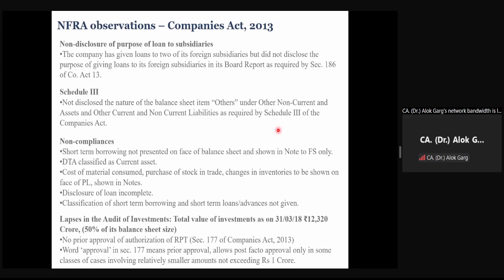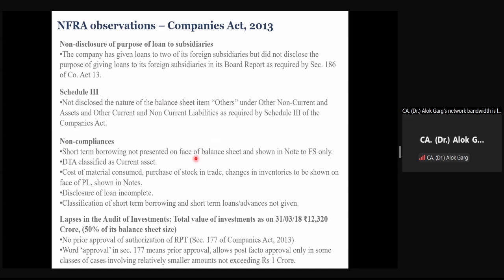What are the other non-compliances which NFRA has observed? This was typical. There were short-term borrowings, and the company has not disclosed the short-term borrowings on the face of the balance sheet. And the auditor has signed off that balance sheet also. The short-term borrowing breakup is given in the notes to the financial statement. So this is typical, I would say.